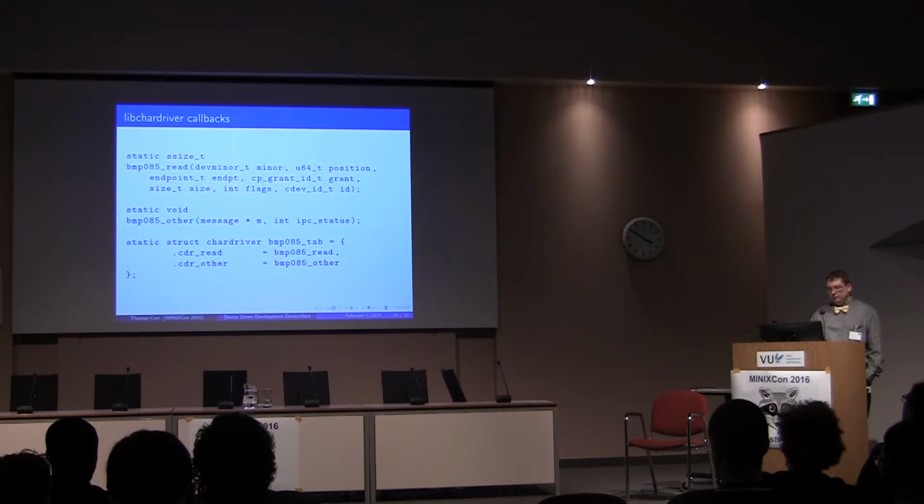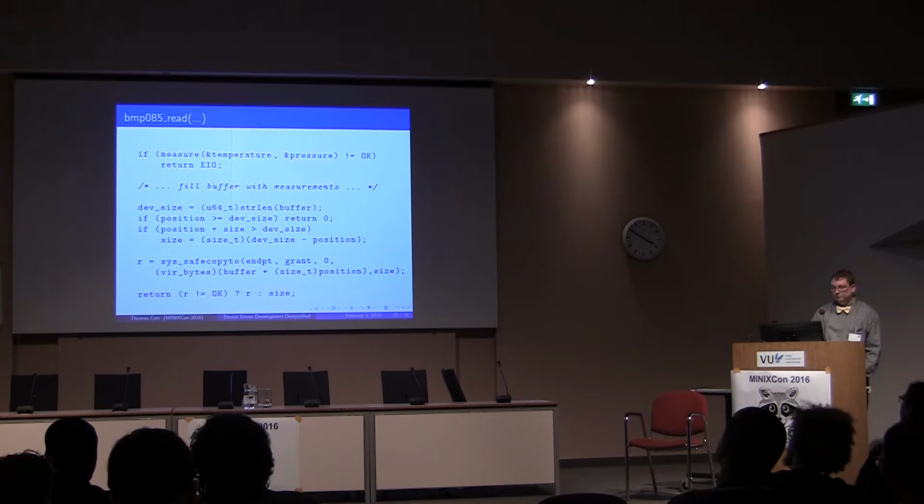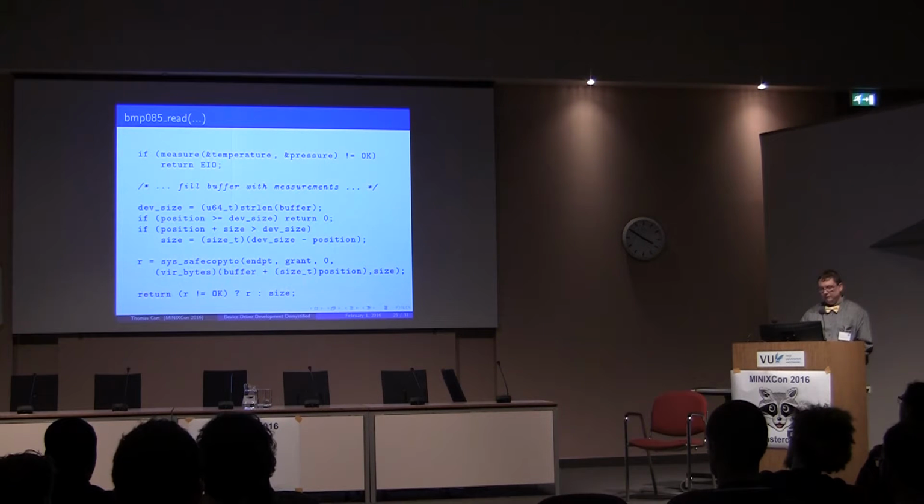And when you're using the char driver library, you can supply a set of callbacks for each of the operations, like read and write and IOCTL. In this case, the only operations are read and other. And so I'm just supplying those two. And the read function just basically takes the temperature and pressure measurements and fills a buffer and then copies it to a grant that is passed to this read function and then returns how many bytes were read.